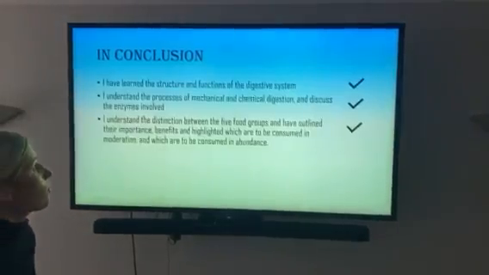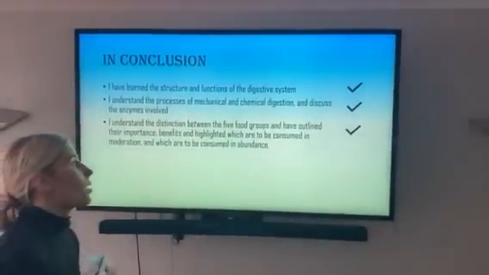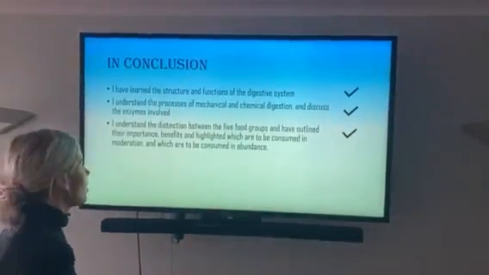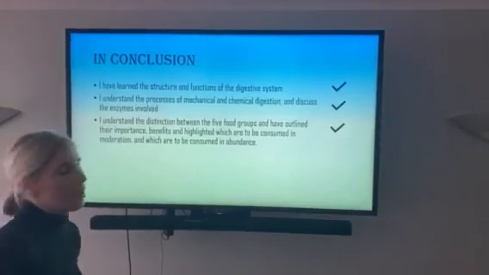So in conclusion, I feel that I've learned the structures and functions of the digestive system, discussed the processes of mechanical and chemical digestion and the enzymes involved, and also the distinction between the 5 food groups and their benefits.